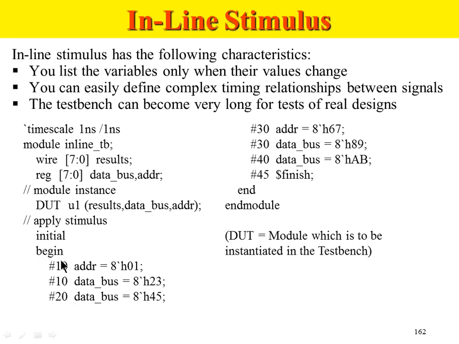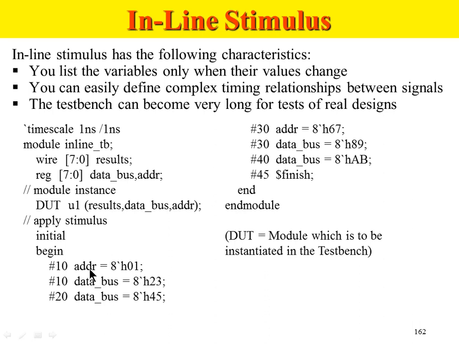This doesn't have to be round numbers, it can be any number. It can be, for example, hash 11. This can be hash 23. This can be hash 35 or any other number. So any complex timing relationship between signals can be managed rather easily using this technique. And you list the variables only when their values change. Any other variable is not mentioned. Only the register whose values will change is mentioned here.